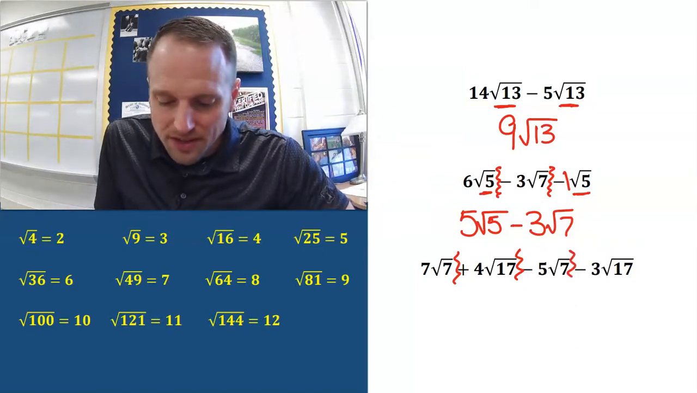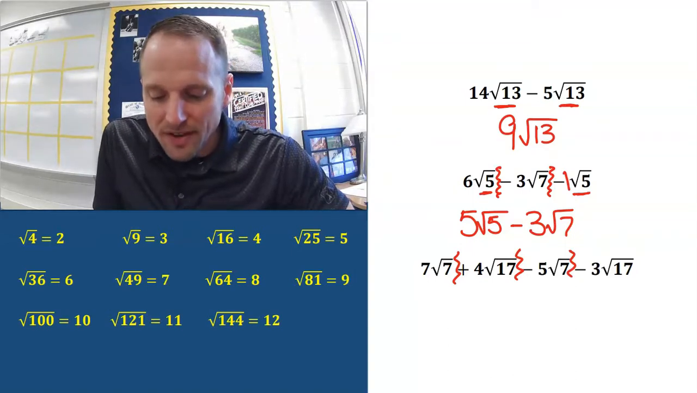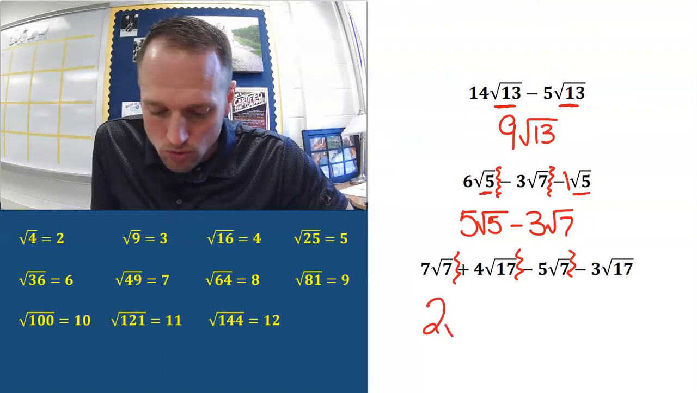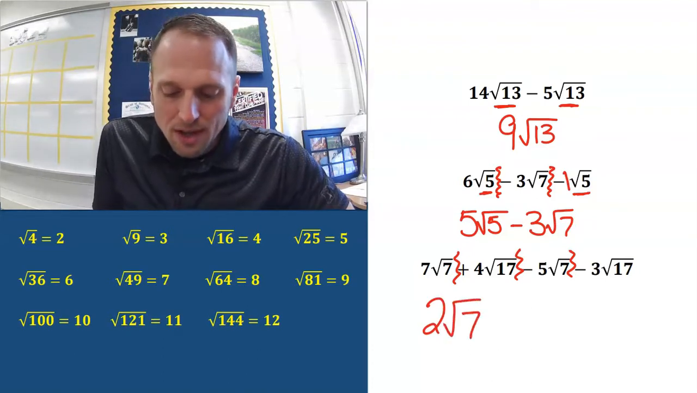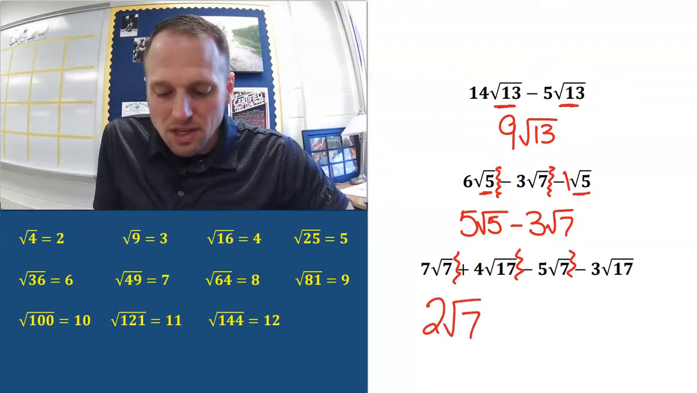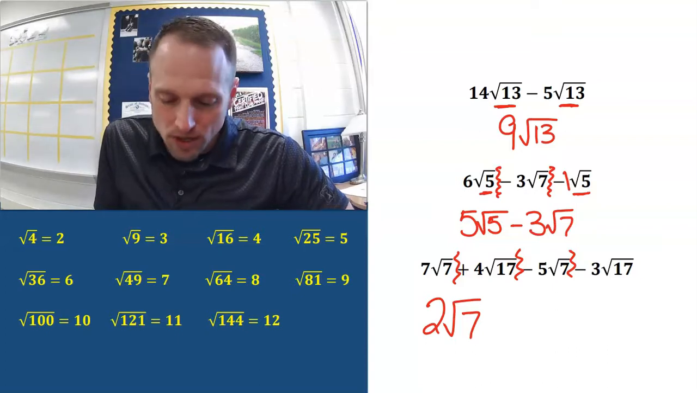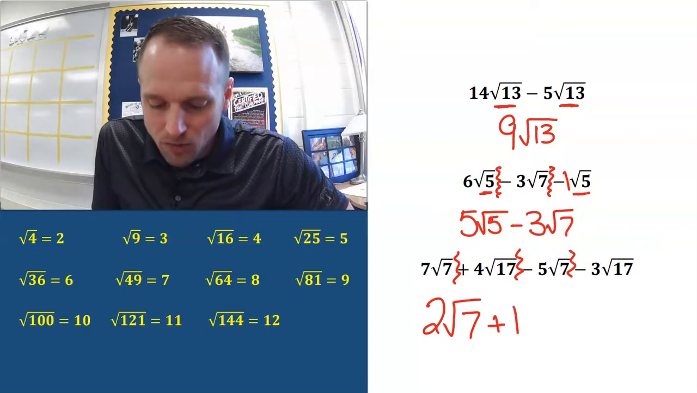Combine the root 7s first. 7 root 7 minus 5 root 7. 7 minus 5 is 2 root 7. And now the root 17s. 4 minus 3 is going to be 1, positive 1 root 17.